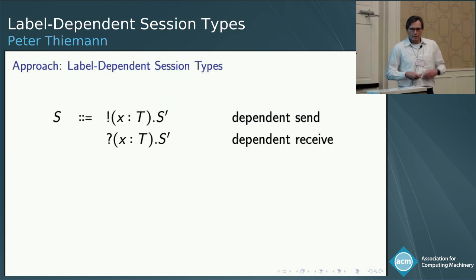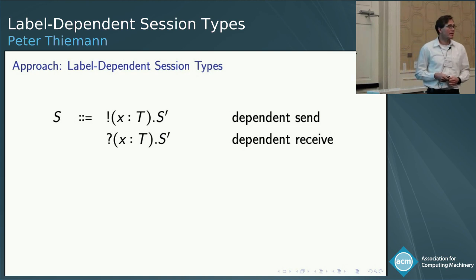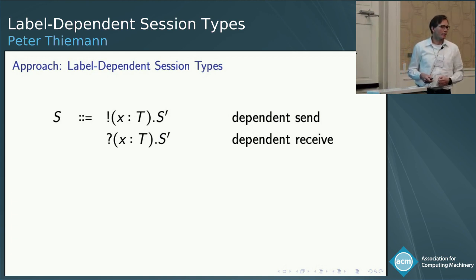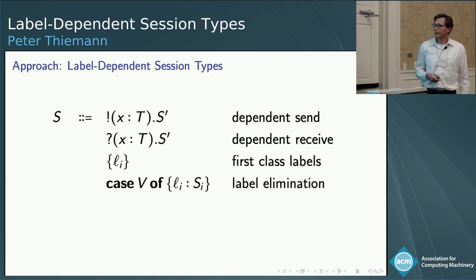Right. So what's the heart of our approach? Label-dependent session types. So what we're doing is, instead of having a plain send and a plain receive operation, now we have dependently typed send and receive operations. Meaning, just for the receive, you receive a value, a message of type T, but then your continuation can actually depend on the transmitted value X. And similarly also for the sending.